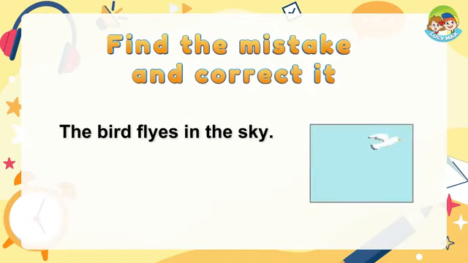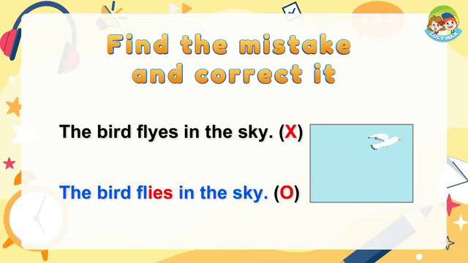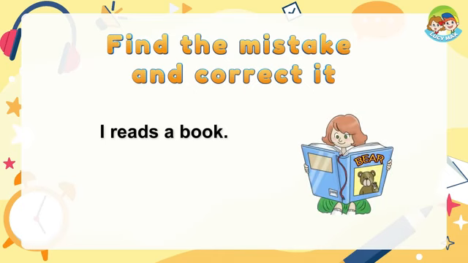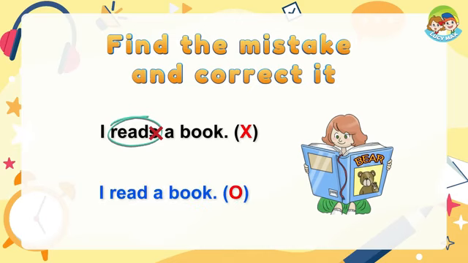The bird flies in the sky. The verb flies does not end with ES. It should be IES. FLIES. The bird flies in the sky. I reads a book. Reads should not have S. It should be I read a book.